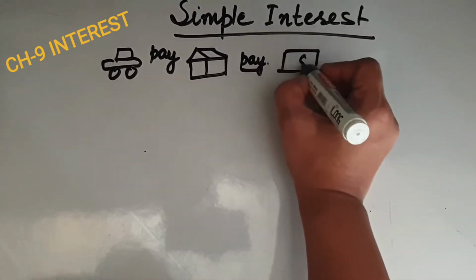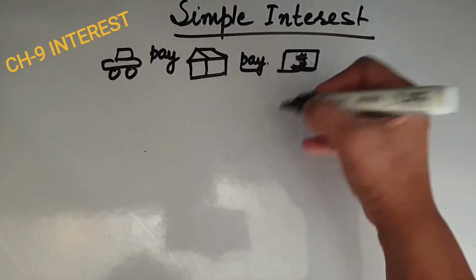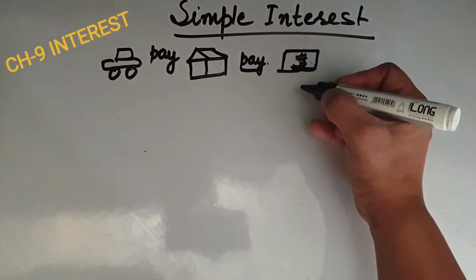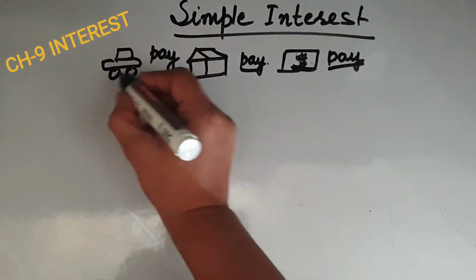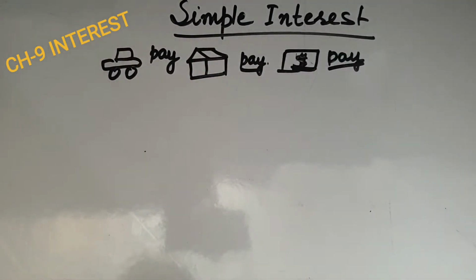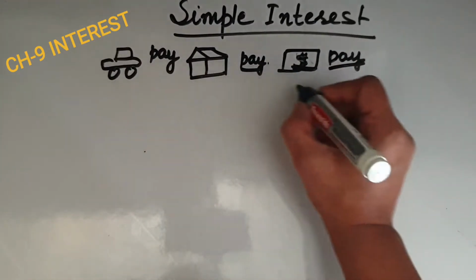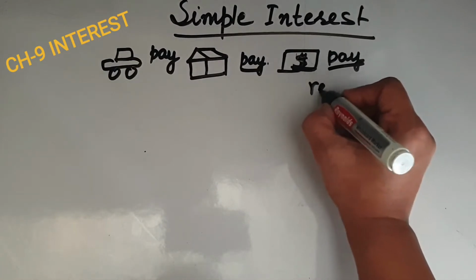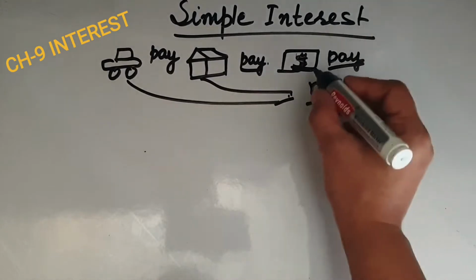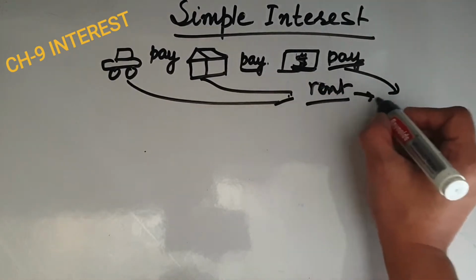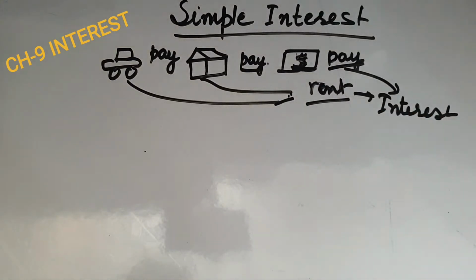Likewise, the money you don't have, but you want to use someone else's money. So when you are using someone else's money, you pay for it. And that payment, which you pay for using something you don't own, we pay as rent in terms of the house or the car, and that rent is called interest in case of the money.